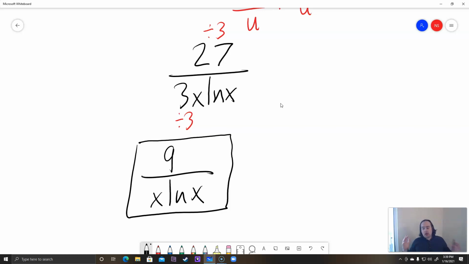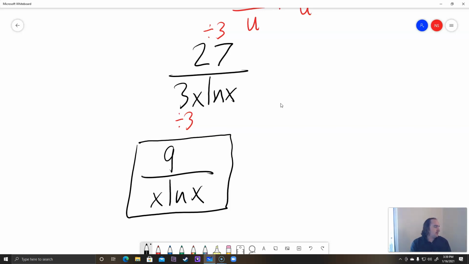So it's a logarithm within another logarithm. And you could also have a logarithm within another logarithm within another logarithm. But, you know, that would be the same idea. You would just have to do the chain rule 3 times instead of twice. Okay.